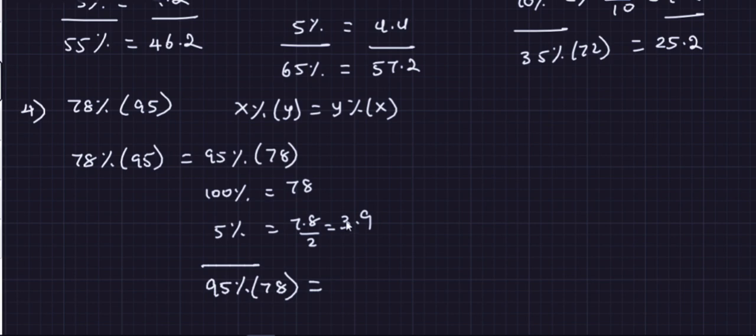78 minus 3 is 75. 75 minus 0.9 would be 74.1. So like this, you can find even harder kind of percentages quite easily in your mind itself if you are good with these kind of splitting and doing the calculations.